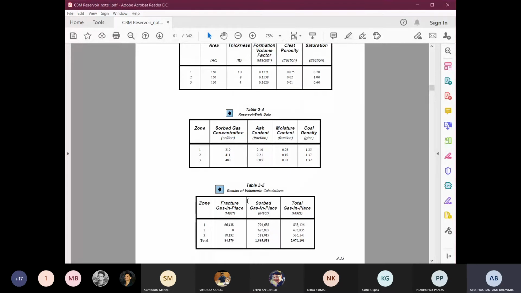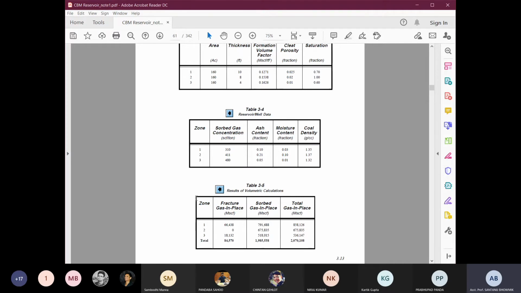And then you will see that for volumetric calculation they are going to estimate the total gas in place by summing the fracture gas in place and the sorbed gas in place. Now the sorbed gas in place can be estimated by desorption canister testing, how much gas is going to desorb. And the fracture gas in place they are going to measure from the values of porosity, saturation, and the total effective porosity present. So from there they are going to estimate the total gas in place.